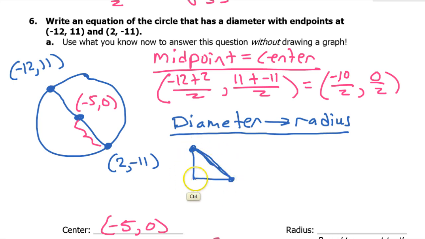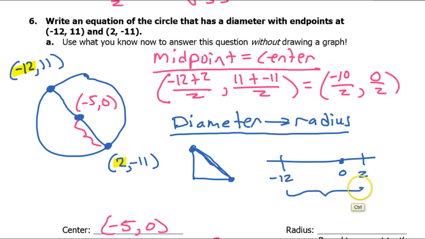But what's the horizontal change? Well, the horizontal change is going to be the distance between the x values. So what's the distance between negative 12 and 2? All right, understanding that 0 would be right here. Hopefully you can see that that is going to be 14. All right, these are 14 apart. So horizontal change, 14.